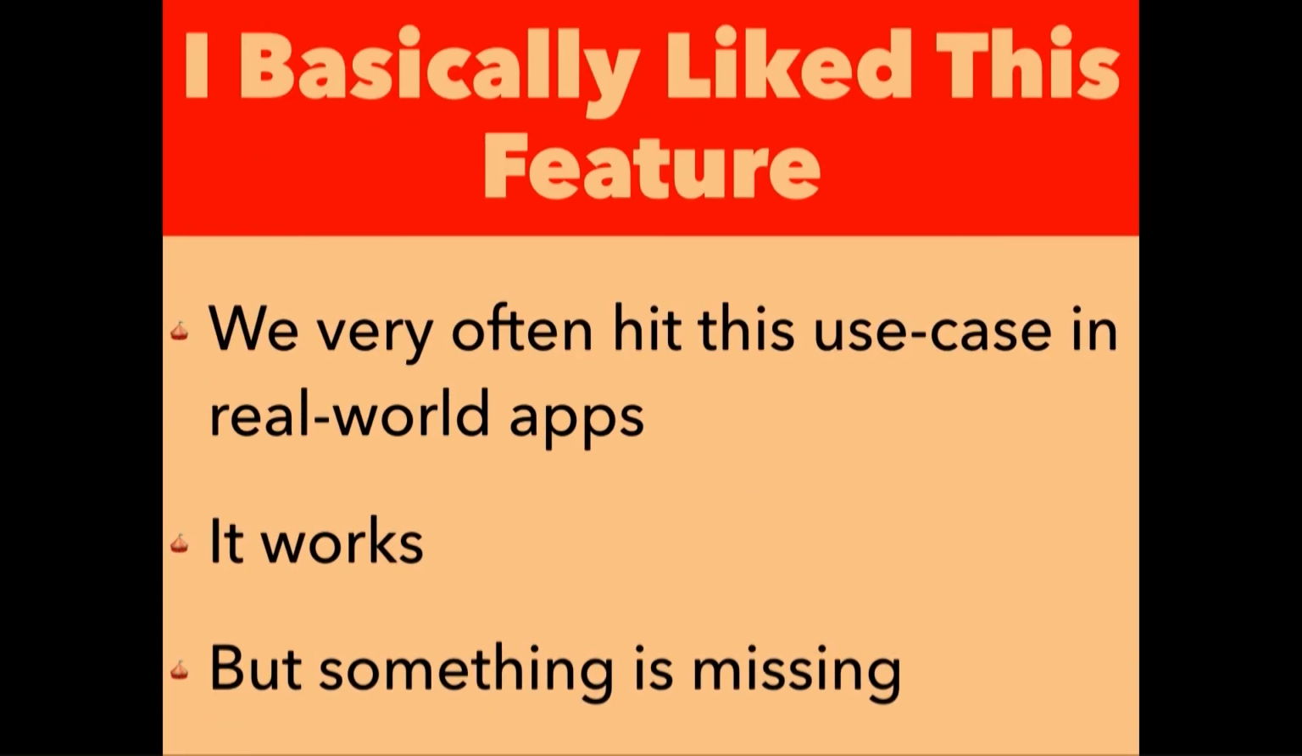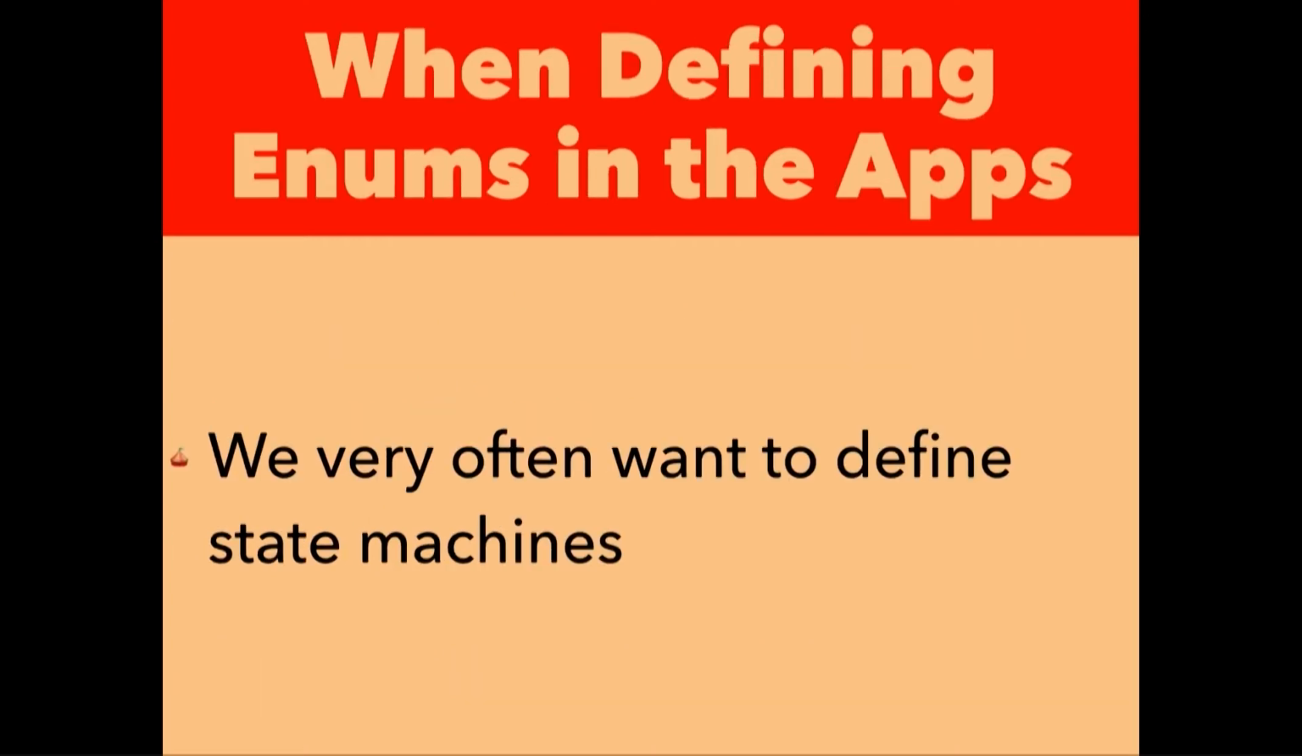Well, I basically like this feature from DHH. We actually very often hit this use case in real-world applications. And this actually just works. So I like it. But it feels like something is missing. When we define enums in the applications, we very often want to define state machines as well.